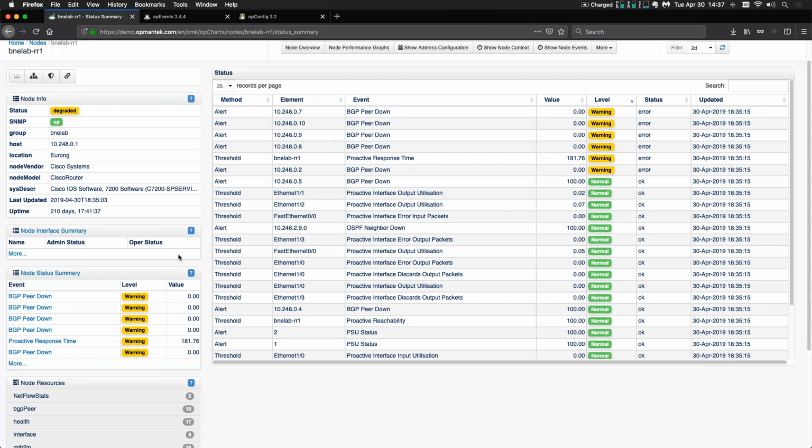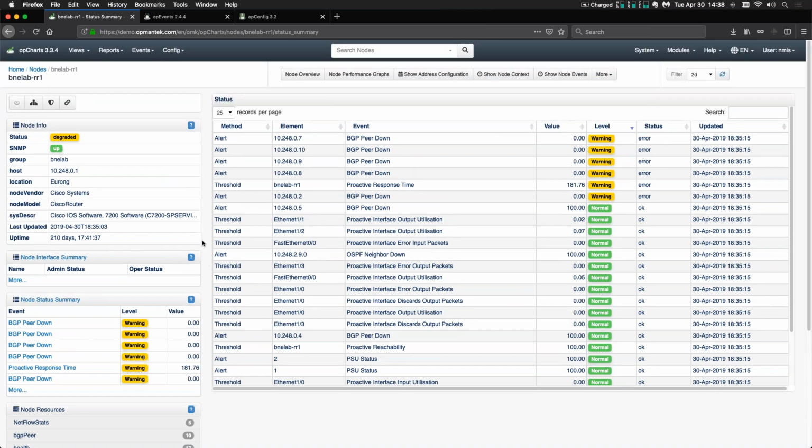In thinking through and looking at this degraded device, as far as root cause analysis and understanding why this is degraded, the NMS that you select, the network monitoring solution, is really going to drive what your steps are to RCA, right? So in this example, I can see my status of my device immediately. I can see that certain BGP peers are down and that the response time on the device is very high.